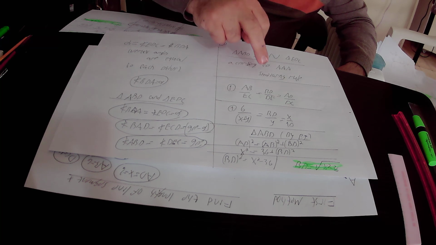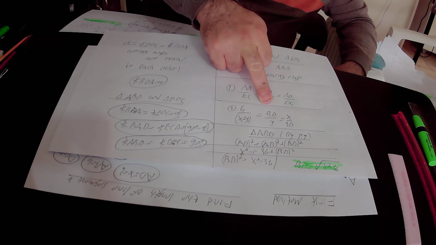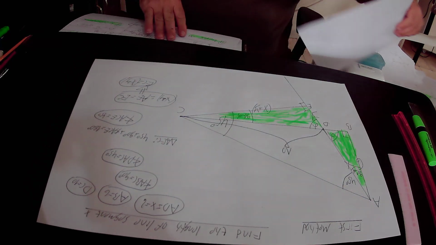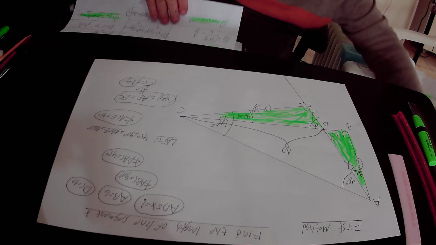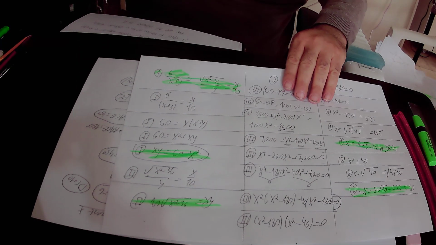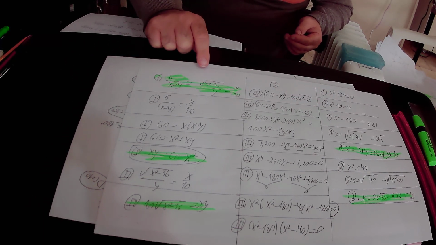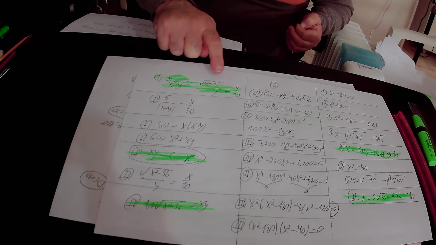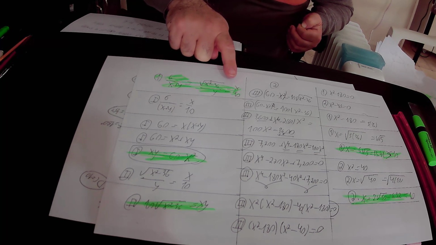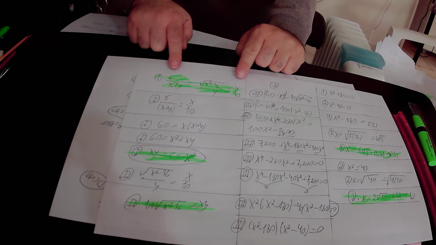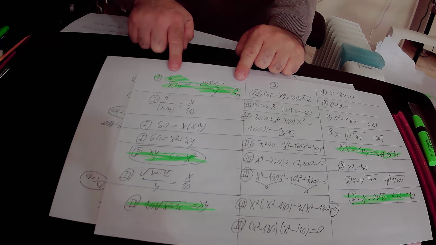So we can substitute BD in this equation by the square root of X squared minus 36. We did it and we got, according to equation number 1, 6 over X plus Y equals BD, and BD equals the square root of X squared minus 36, over Y, that is equal to X over 10. We created the first equation from this long equation. Those two sides are equal to each other.